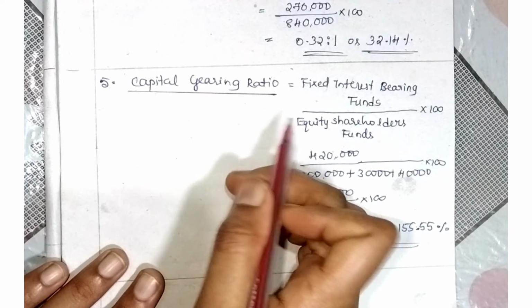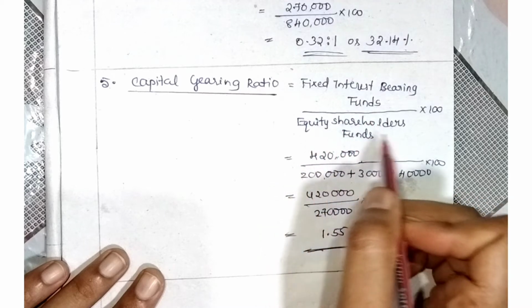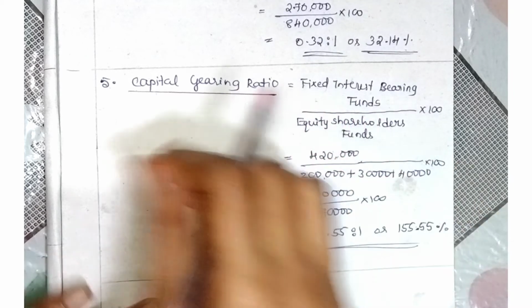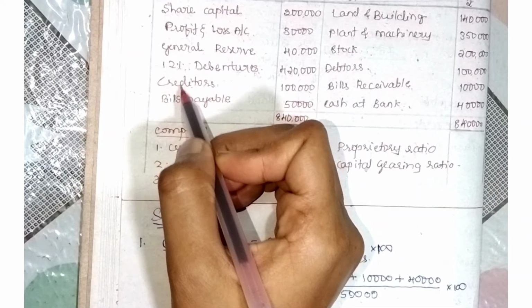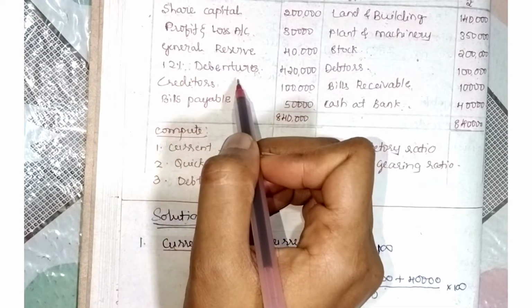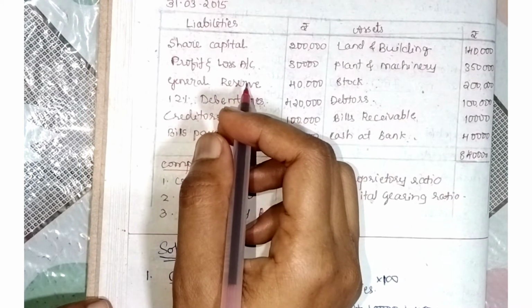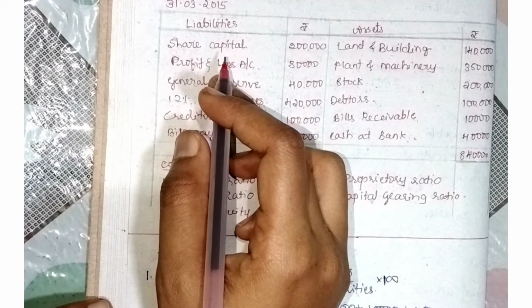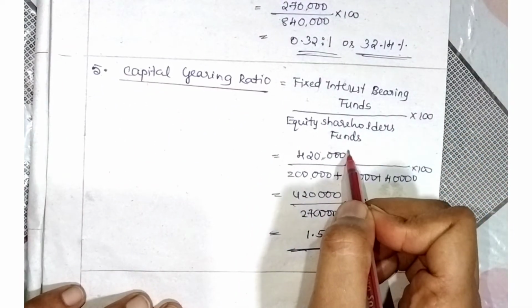Fifth one is capital gearing ratio. Capital gearing ratio formula is fixed interest bearing fund divided by equity shareholders fund, into 100. Here fixed interest bearing fund, which one? How to see that one? Here see, 12% is given, some percentage will be there, 12% debenture, or else a loan, directly they will give as long term loan. And if they give preference share, it is always a fixed dividend. For example, 6% preference shares, 8% preference shares, etc. That also is included in fixed interest bearing funds.